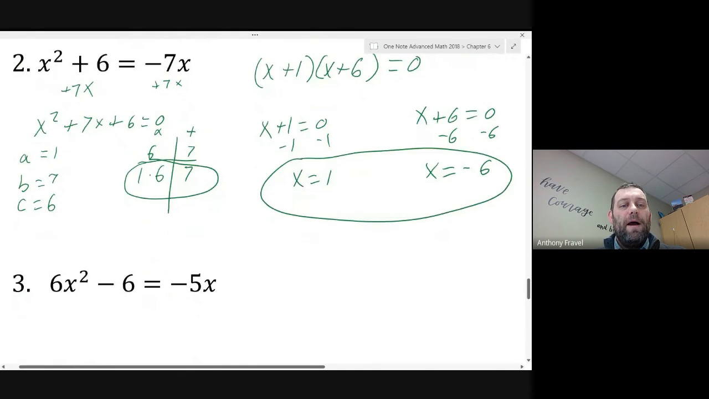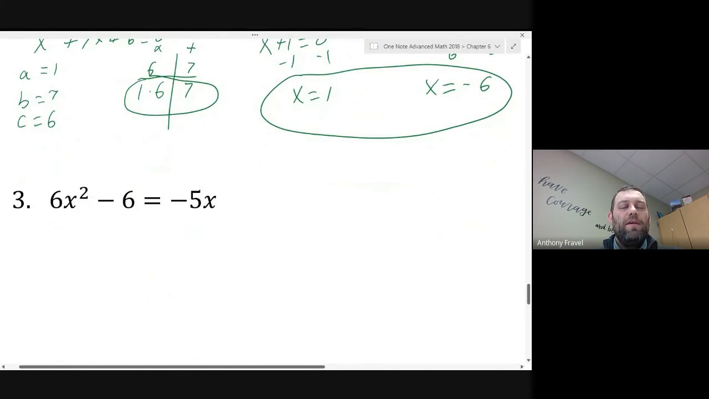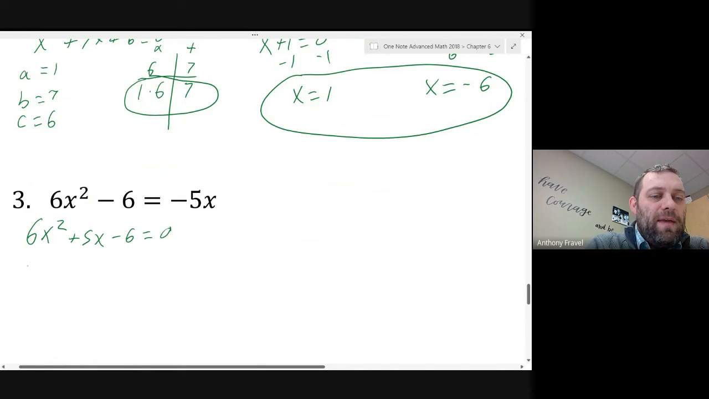Okay. I'm going to show you one more on that one. This one is going to show the extra steps, kind of the more complicated of the two, but it will still work out the exact same way. So I'm going to jump ahead and not show every single step, but I'm moving this 5 over. So 6x squared plus 5x minus 6 equals 0. Okay, my A, B, and C. A equals 6. My B equals 5. My C equals negative 6.